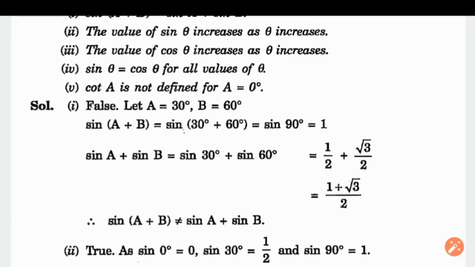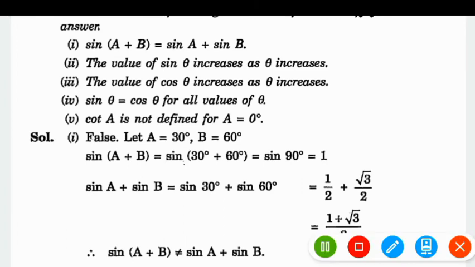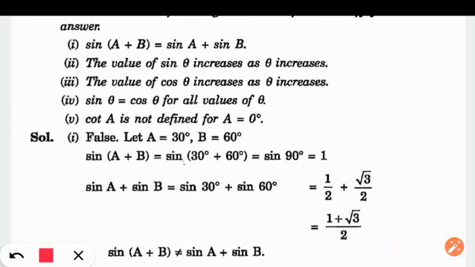False. Number 2: the value of sine theta increases as theta increases. Yes, from the table you can see sine 0 degrees is 0, sine 30 degrees is half, sine 45 degrees is 1 by root 2, sine 60 degrees is root 3 by 2, sine 90 degrees is 1. When we increase theta, the value of sine theta increases. So the second statement is true.